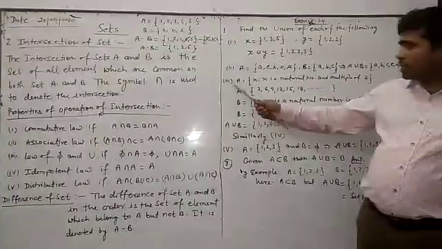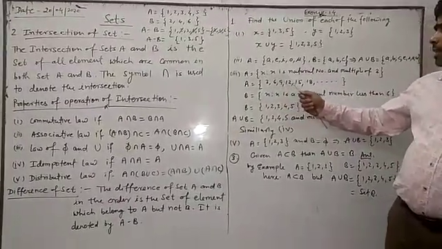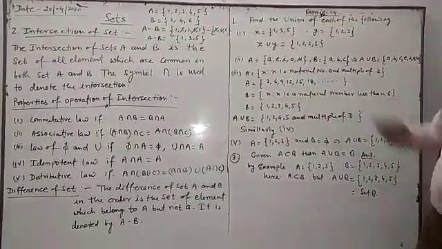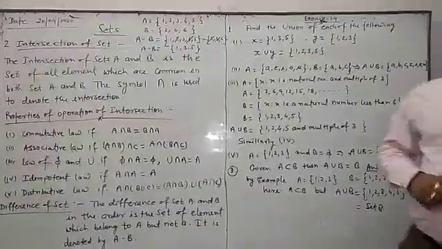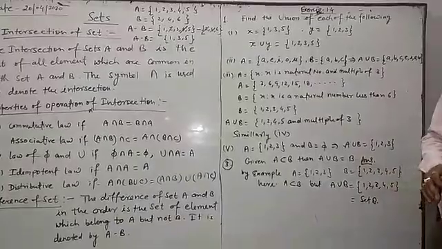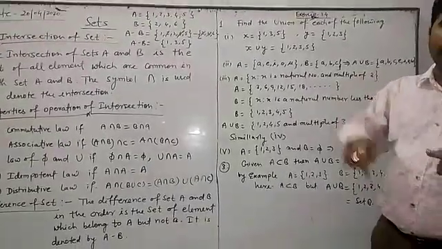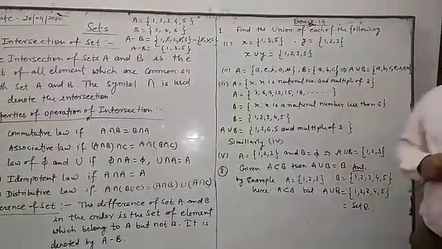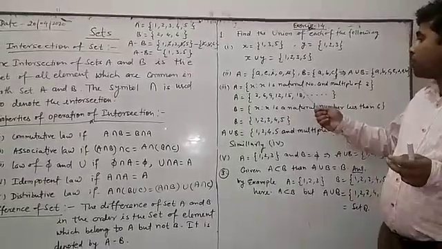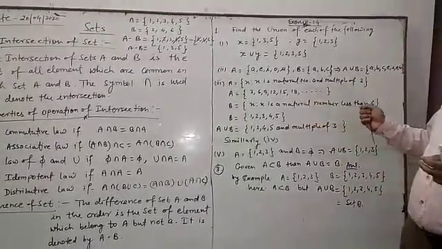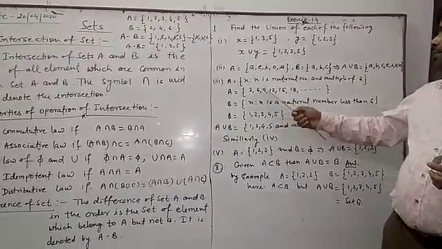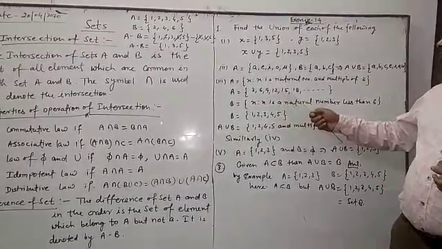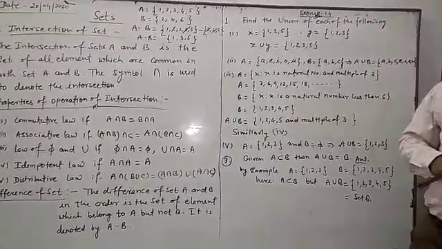Now the third question is here. A is equal to {x such that x is a natural number and a multiple of 3}. Natural numbers means 1, 2, 3, 4, 5, 6, 7, 8, 9, all the numbers, dot, dot, dot. But in between them are also multiples of 3, which means 3, 6, 9. So we write natural numbers that are multiples of 3: 3, 6, 9, 12, dot, dot, dot.